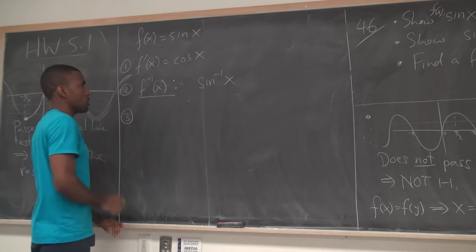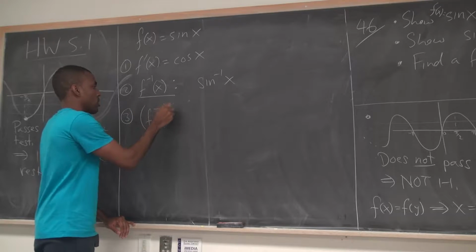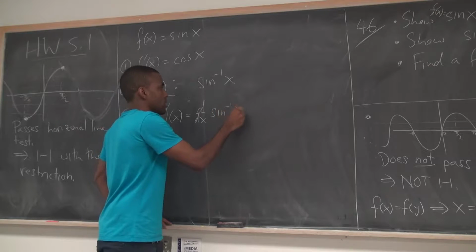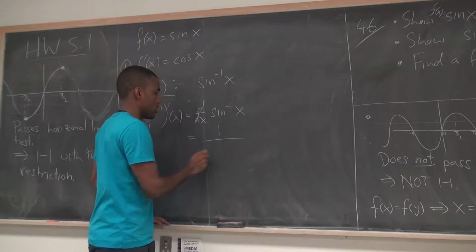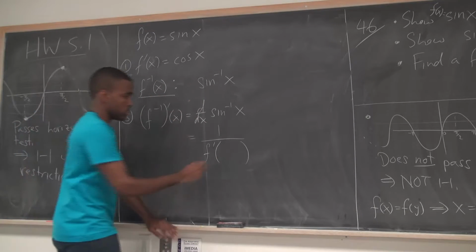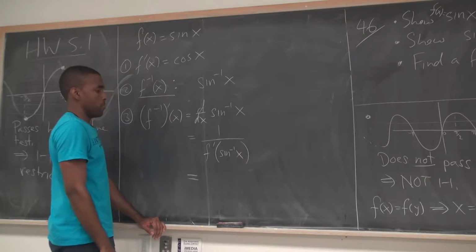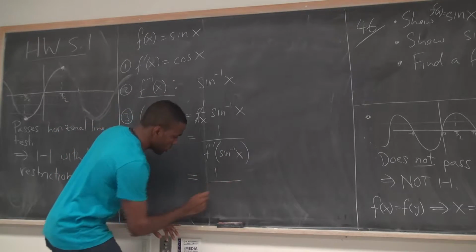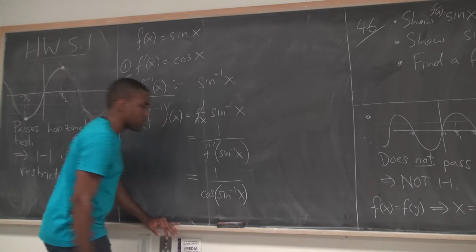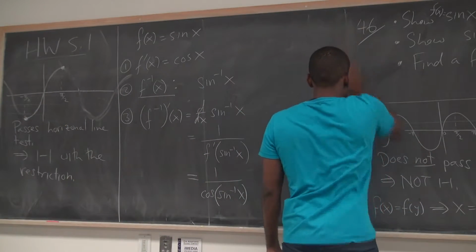Step 3, you plug into the formula. The derivative of the inverse, which means I'm taking the derivative of sine inverse, is just 1 over f prime of the inverse function, which is this. But what is f prime? It's cosine. So this is just 1 over cosine of sine inverse. But we're not done. You can actually simplify that.